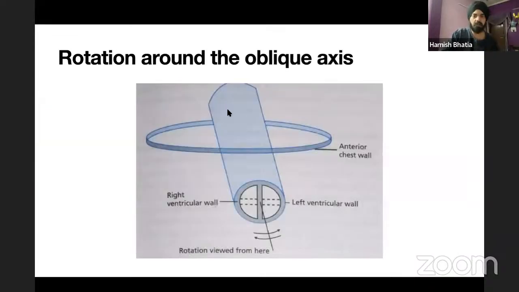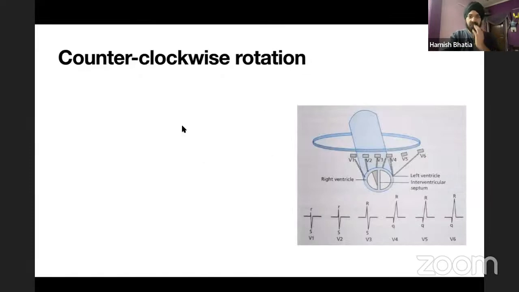Now, rotation around the oblique axis. So if you cut open the apex of the heart, this is the interventricular septum. This is the anterior chest wall. Okay, this is the chest wall circle like this. So this is the interventricular septum. This is the RV free wall. This is the LV free wall. Okay. So normally the RV is slightly in the front. We know. Okay. So now if you see rotation in the counterclockwise direction.